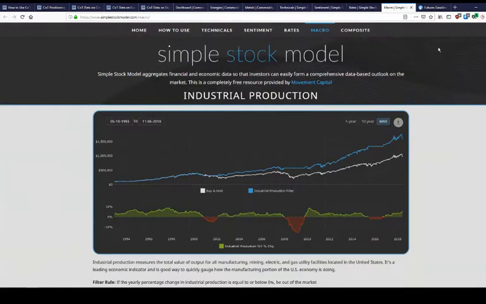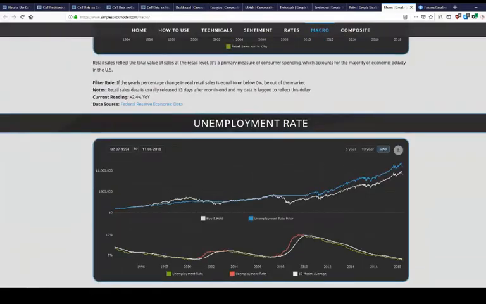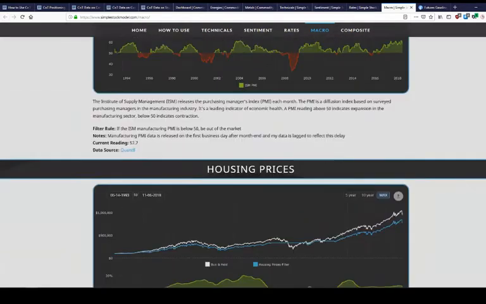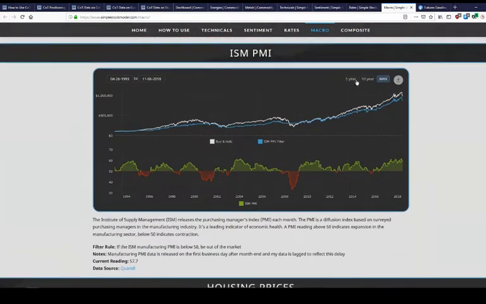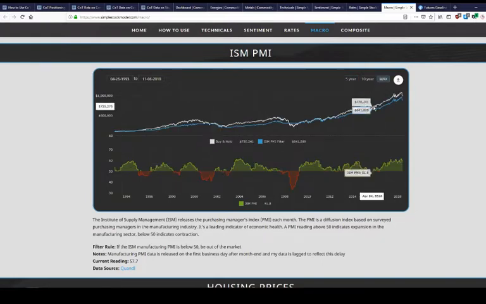Macro indicators. U.S. macro data is still quite healthy. Industrial production, retail sales, and housing prices have all risen over the past year. But last week's ISM PMI print was a little lower than previous. We sort of topped out at 61, and now it's 57.7. Any PMI greater than 50 sort of indicates continued growth, and so we're definitely still there. It's just sort of slowing down.